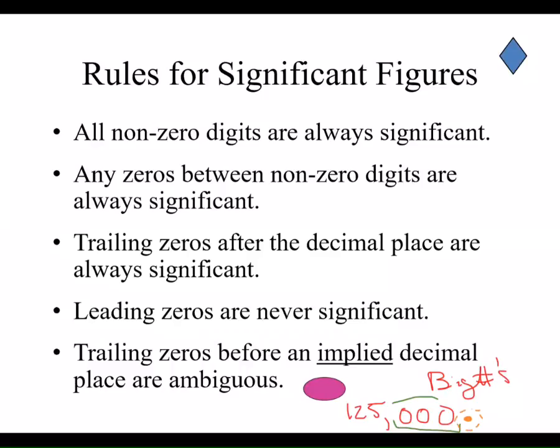Okay. So we say that the digits 1, 2, and 5 are significant according to the first rule. But these zeros, I'm going to put question marks over them. We're going to kind of come back to this. We don't know whether it's plus or minus 1,000, plus or minus 100, plus or minus 10, or plus or minus 1, if that kind of makes sense to you. They're ambiguous. The word ambiguous means we don't know.